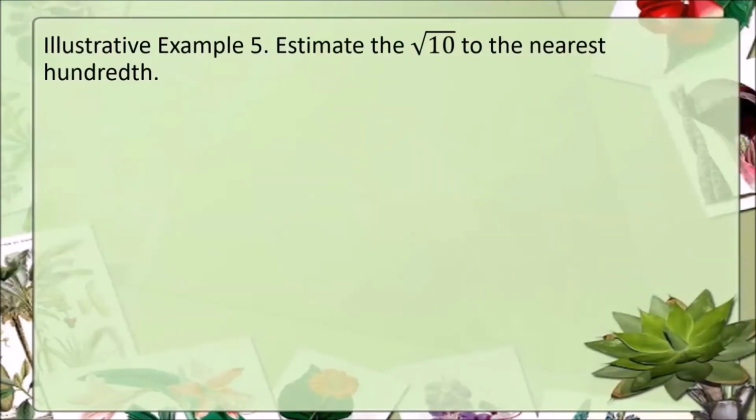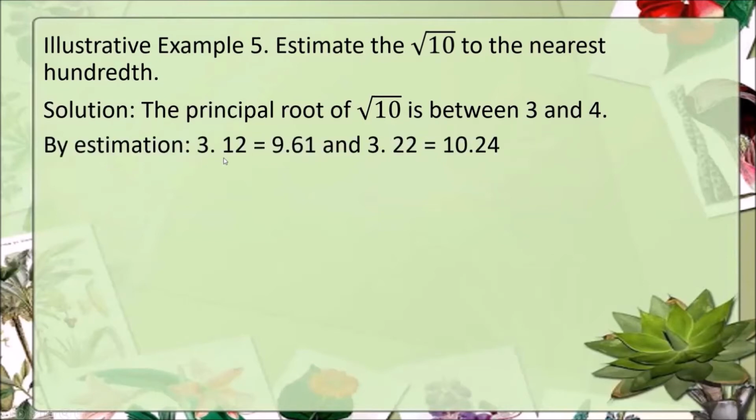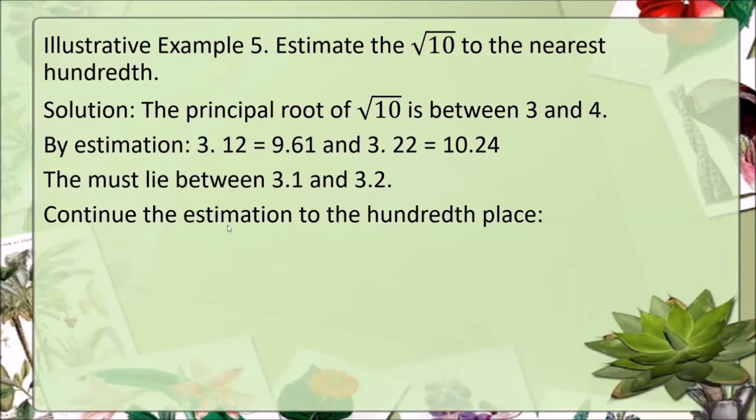Next. Example number 5, let us find the estimate value of square root of 10 to the nearest hundredth. The principal root of square root of 10 is between 3 and 4. So, by estimation, 3.1 squared is equal to 9.61 and 3.2 squared is equal to 10.24. So, we get 3 point something for continuation. The root lies between 3.1 and 3.2. Continue the estimation to the hundredth place.